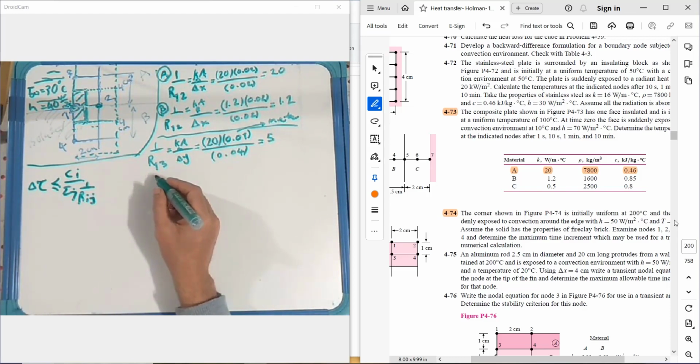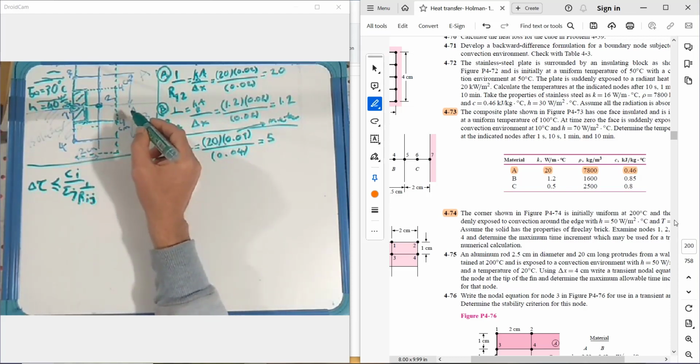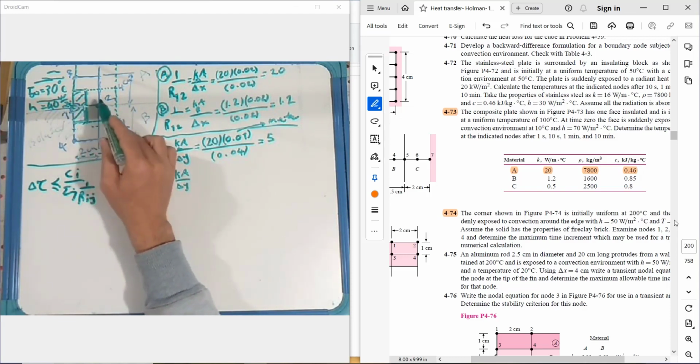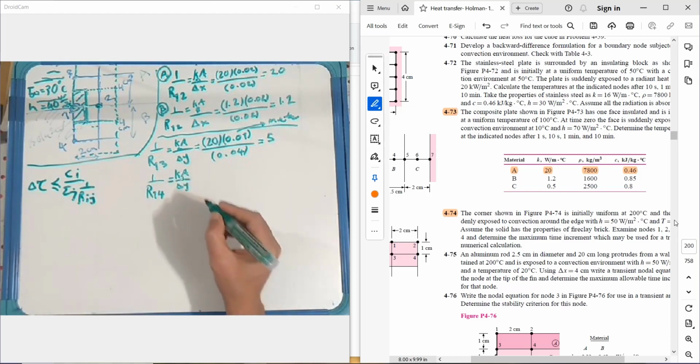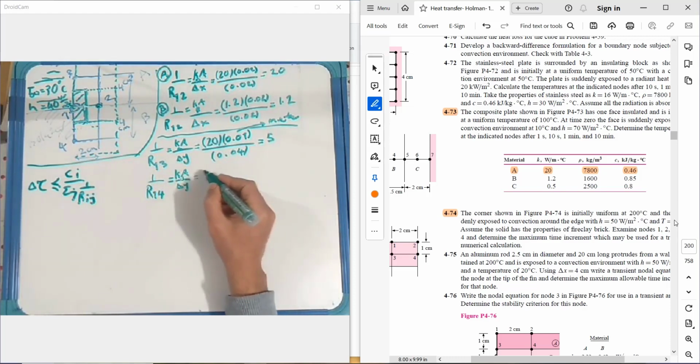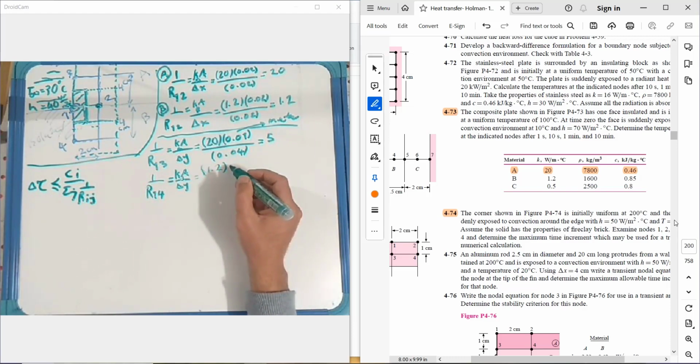What else do we have? We have 1 over R from 1 to 4, which is K A over delta Y. Which K, KA or KB? From 1 to 4, this is material B, so this is K for material B. What is K of material B? It is 0.2. Is that right?